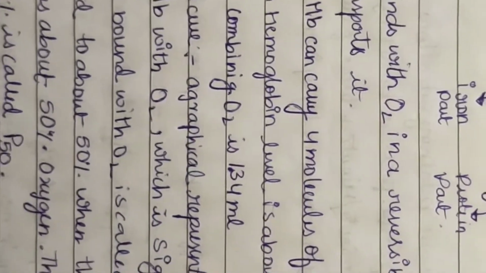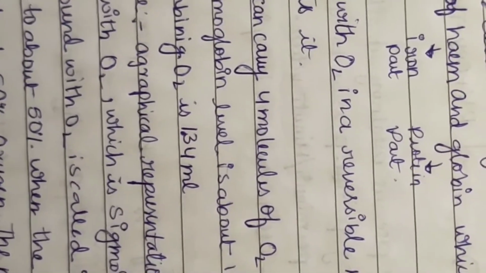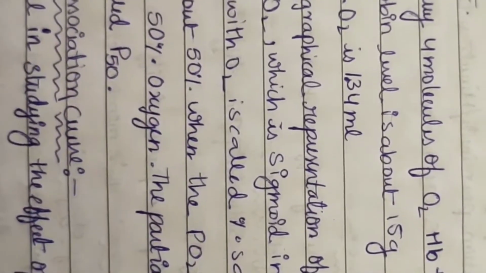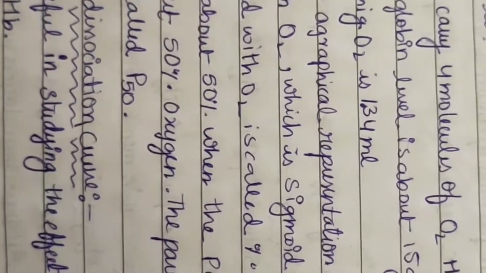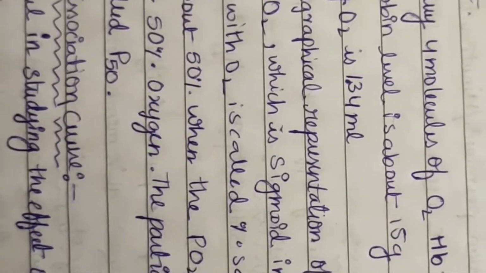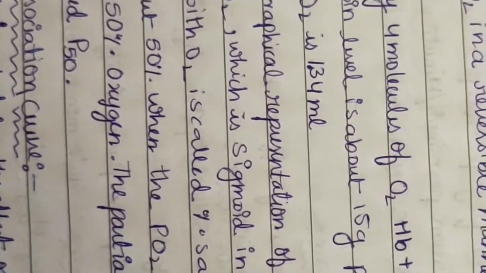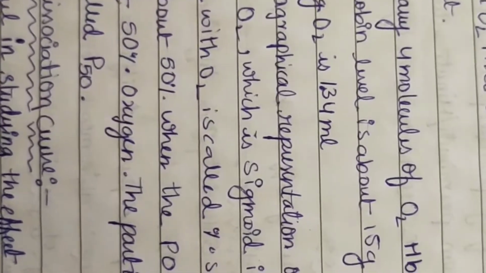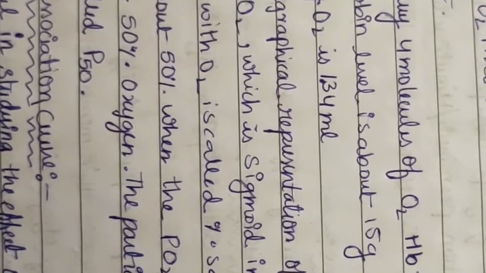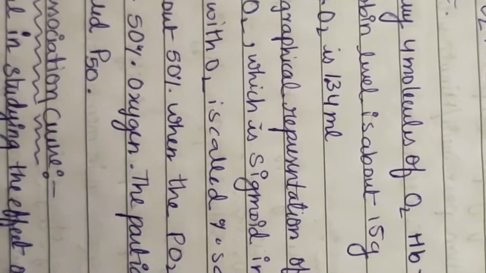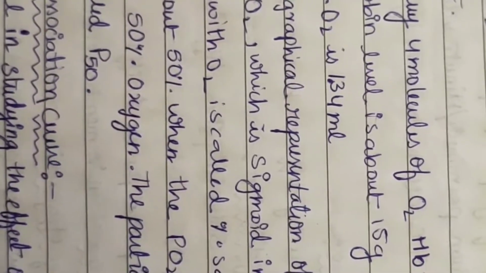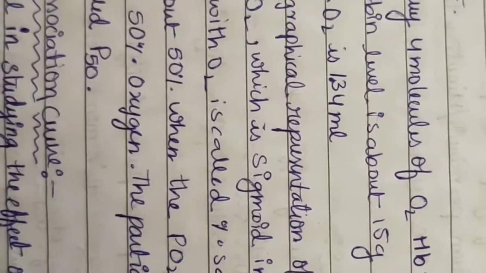Oxygen dissociation curve: a graphical representation of the relationship between partial pressure of O2 and percentage saturation of Hb with O2, which is sigmoid in shape or S-shaped. The percentage of Hb that is bound with O2 is called percentage saturation of Hb. Hb gets saturated to about 50% when PO2 is 25 mmHg. It means the blood contains about 50% of oxygen. The partial pressure at which the Hb saturation is 50% is called P50.